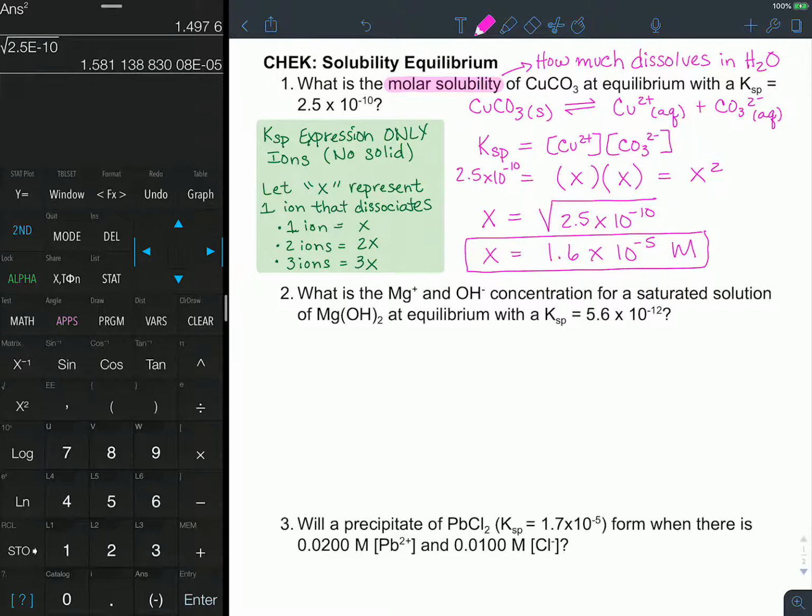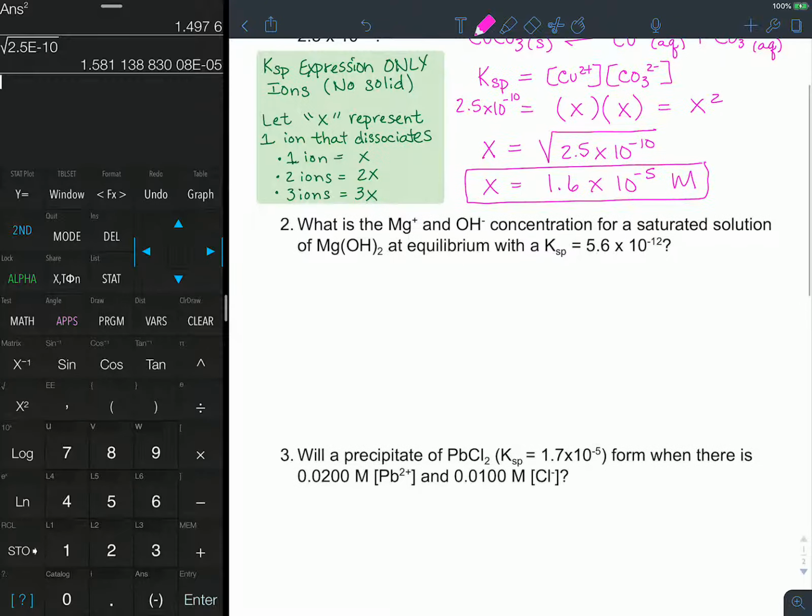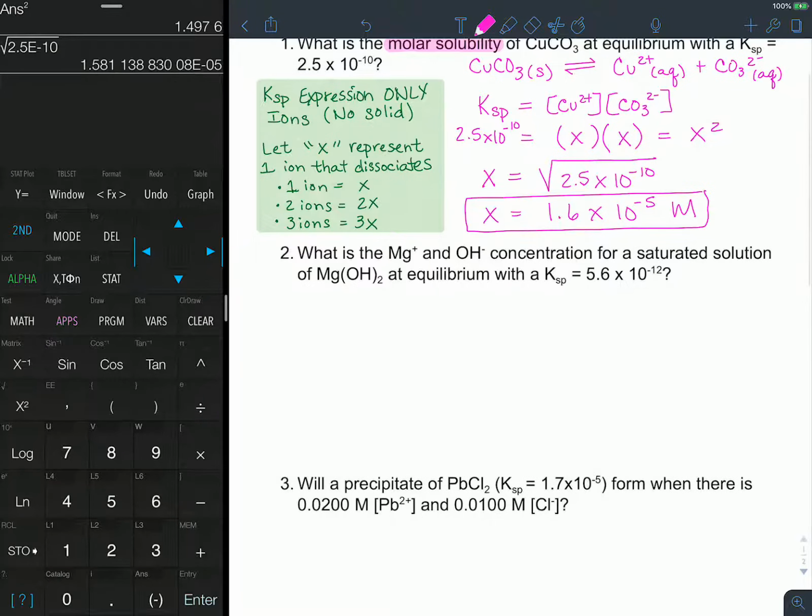Okay, let's take a look at the next one. The second one says: what is the magnesium ion and hydroxide ion concentration for a saturated solution of magnesium hydroxide at equilibrium with a KSP value of 5.6 times 10 to the negative 12? In this particular one, we are looking for the magnesium and hydroxide ion concentrations, so we're not looking for molar solubility. We will solve for solubility first, though.